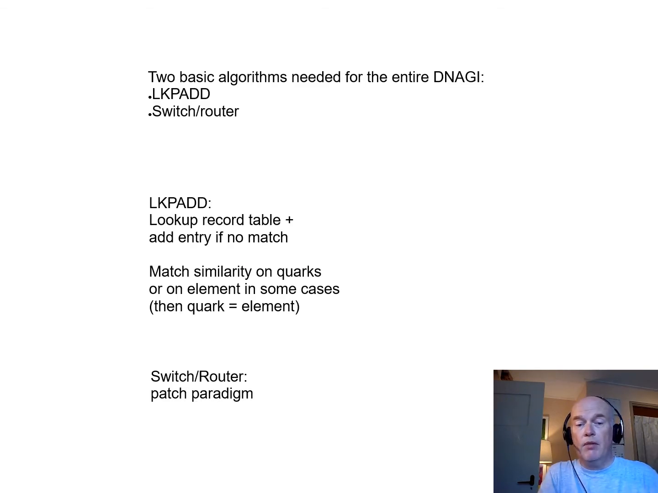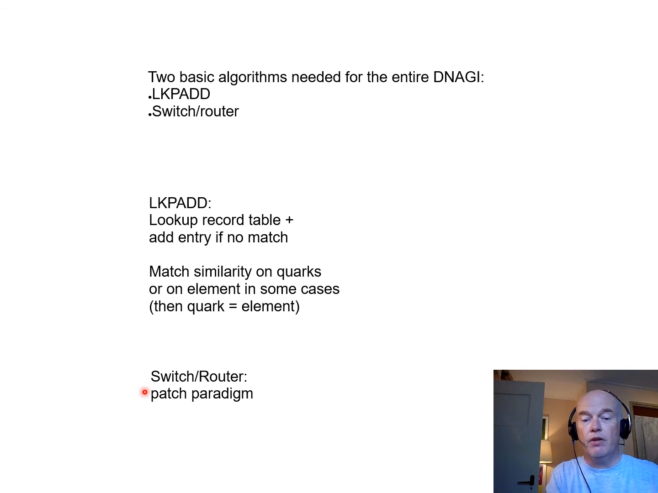The AGI makes use of two basic important algorithms. The first I call lookup-add, and the second switch router. If we take a look at the lookup-add algorithm, it looks up in a record table whether an entry exists. If it doesn't exist, it will add the entry to the same table. The similarity check is done based on quarks. Each element has a number of quarks associated with it, and then the algorithm will look whether there's overlap between the two quark populations.